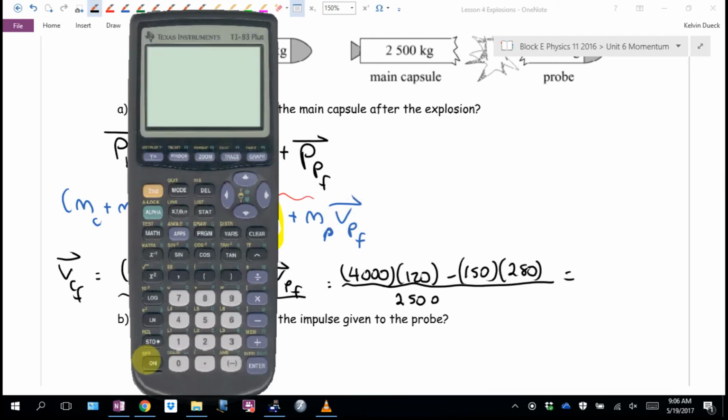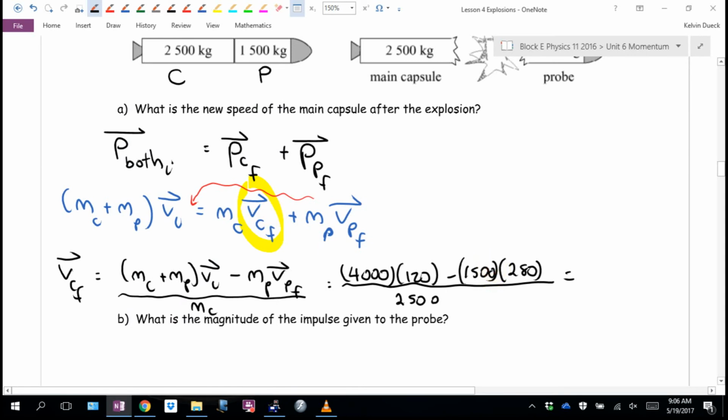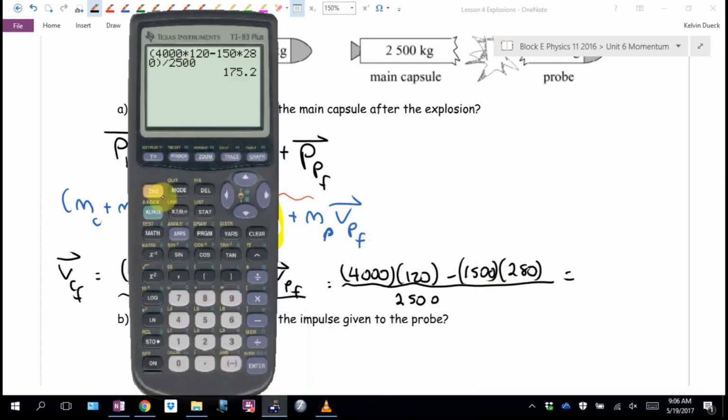I know it's going to be less than 120, right? 4,000 times 120 minus 150 times 280 divided by 2,500. You get one. No, that's wrong. Did I type something in wrong here? I wrote 150 instead of 1,500. I missed a zero on my calculator, which is silly.